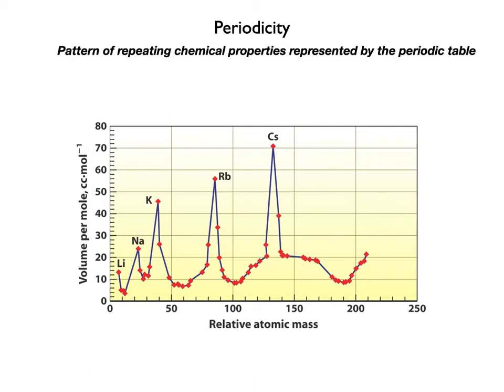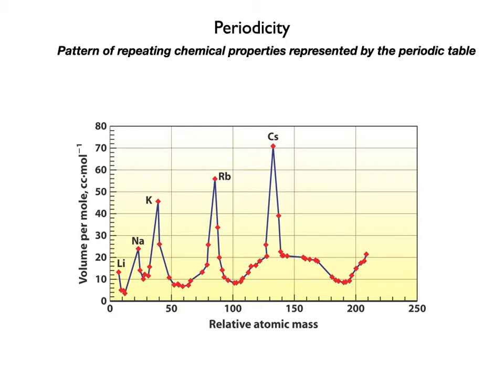And we can see on the y-axis, we have volume per mole. So atomic size, how big is an atom? And then on the x-axis, we have relative atomic mass, right? So what is the mass of the atom versus what is the volume of the atom?